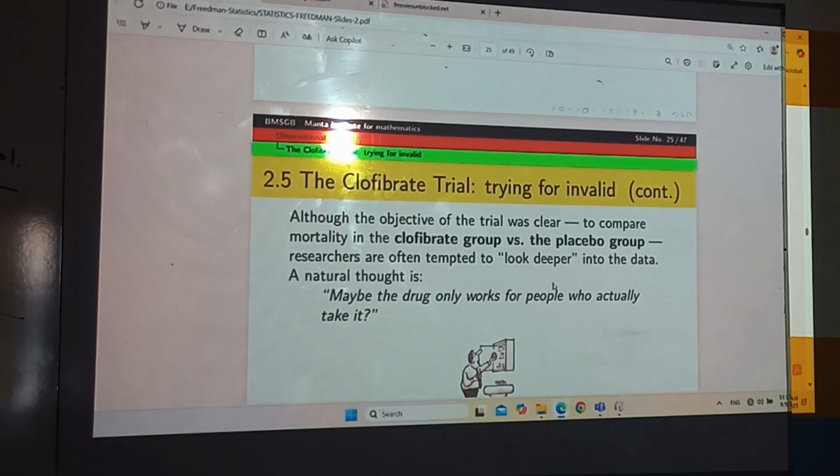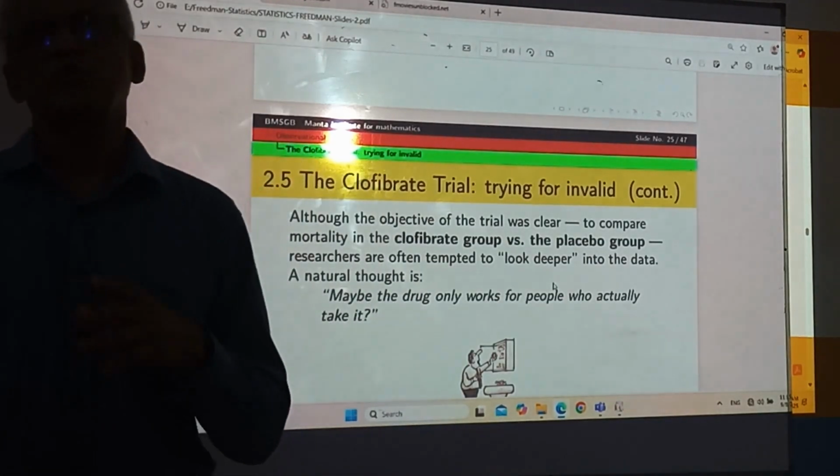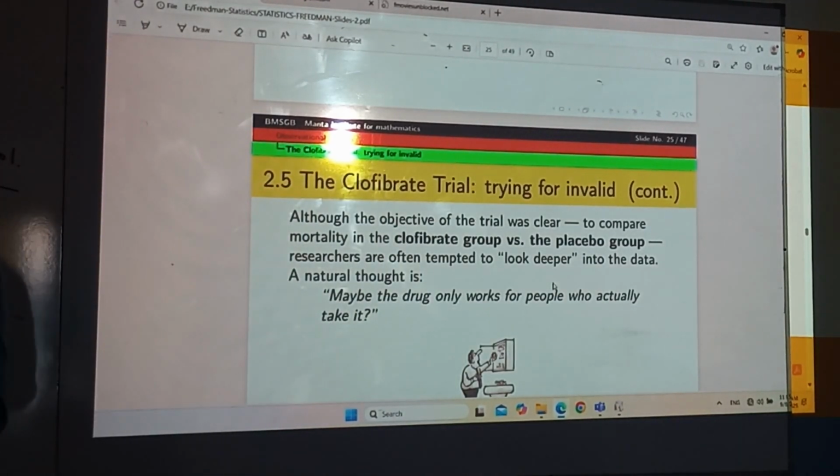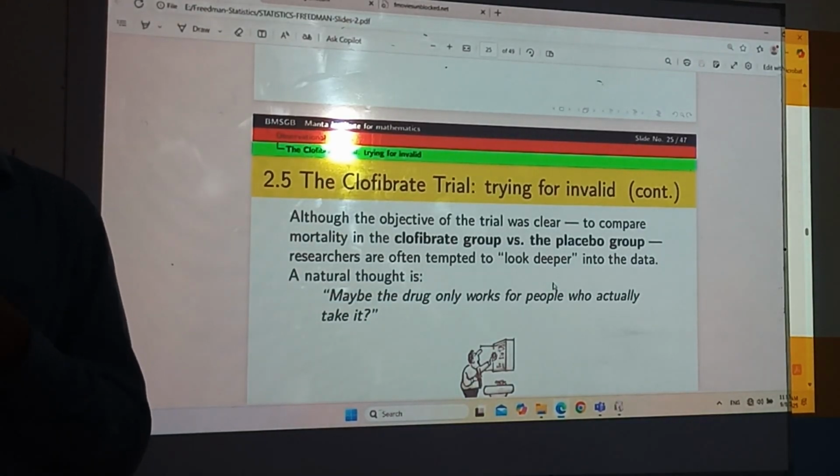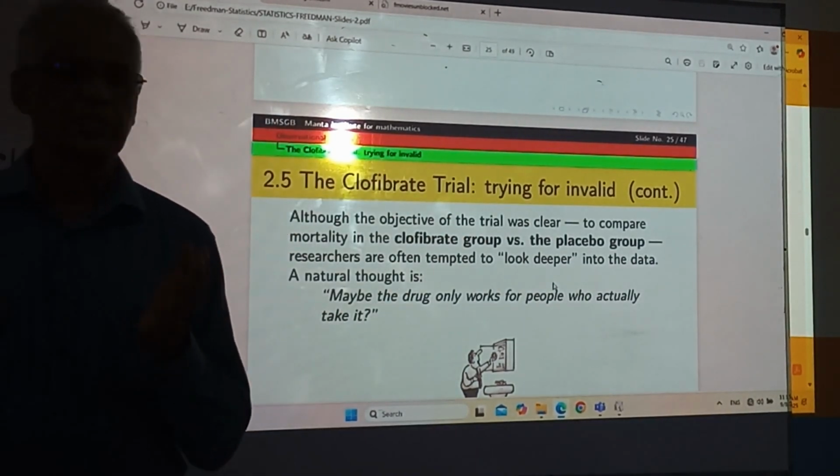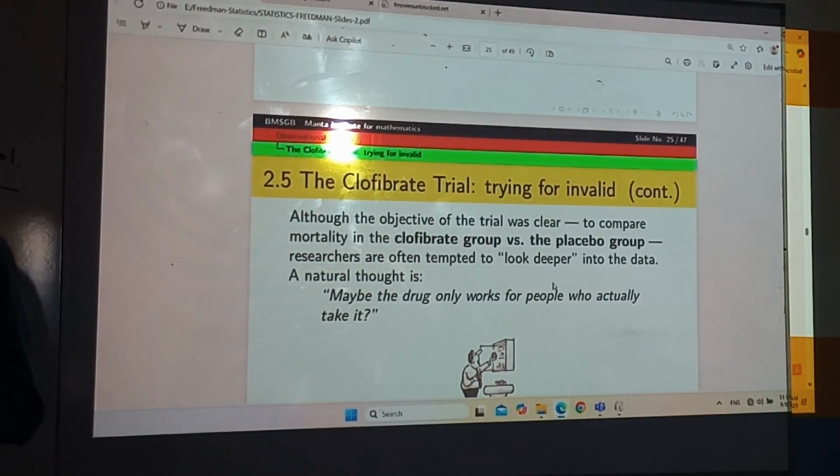So therefore, they came up with a new question. The earlier question was to see whether there is a difference in the mortality rate, but now they changed their question. Right? They wanted to find out, maybe those who took the medicine really as we prescribed, then there may be an effect. Those who didn't take the medicine as we prescribed, probably there is no effect. Because whenever we prescribe something, there is always a group of people who really don't follow the instructions. Right? So maybe they were guessing probably.